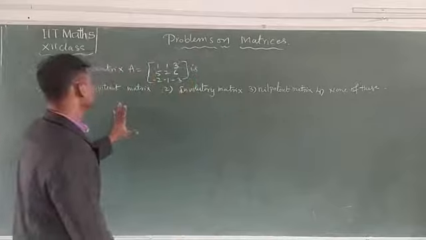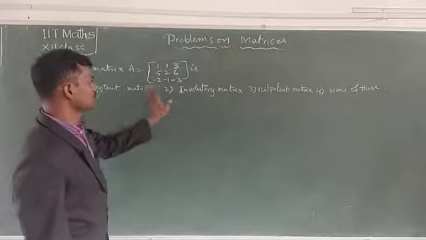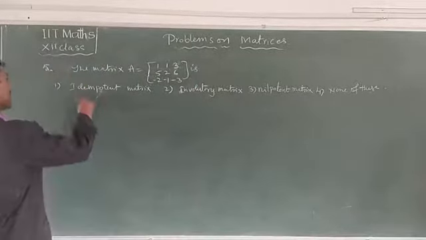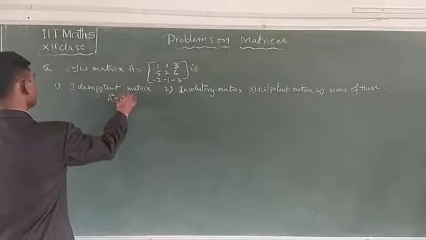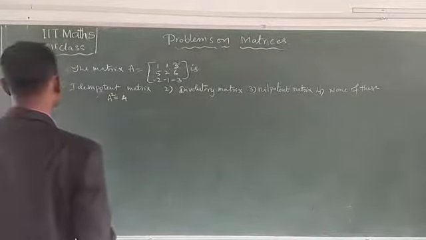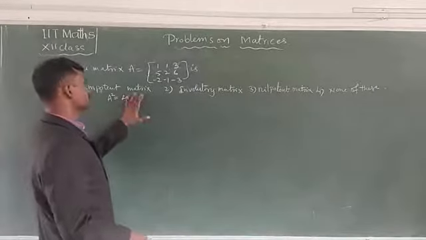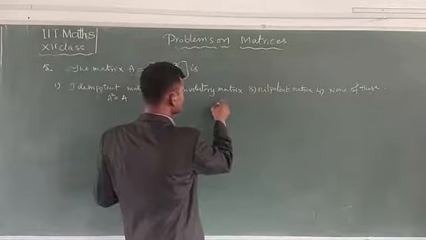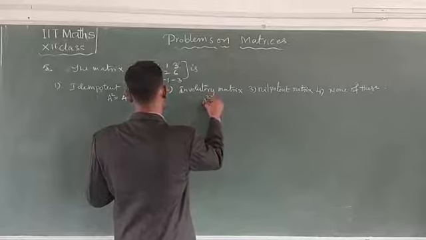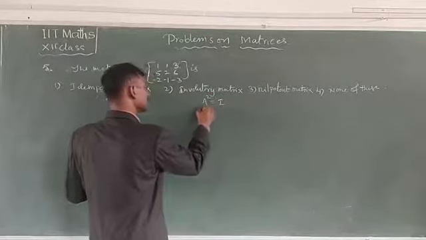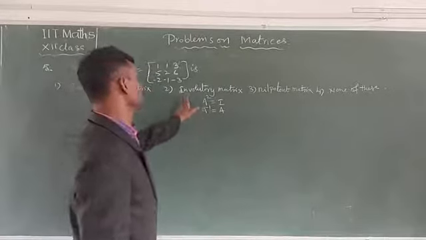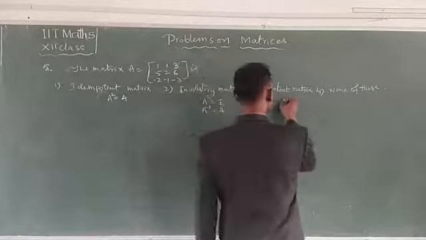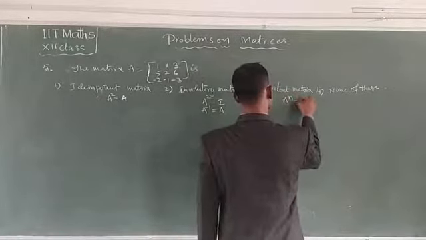See here, we have to apply 3 conditions. Idempotent matrix means A square is equal to A. A square is equal to A, it is called the idempotent matrix. Involutory matrix means A square is equal to I, or A inverse is equal to A. This is an involutory matrix. Nilpotent matrix means A to the power of n is equal to 0.